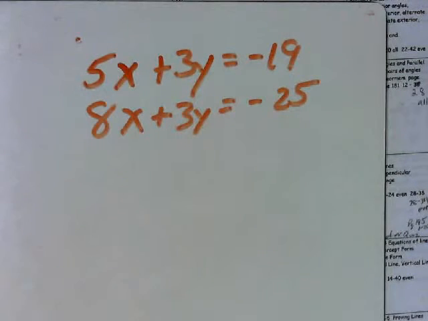Two equations, two unknowns, right? What's the only way that you know how to do this so far? Change it to slope intercept. Yeah, divide by 2. Okay. So subtract 5x.